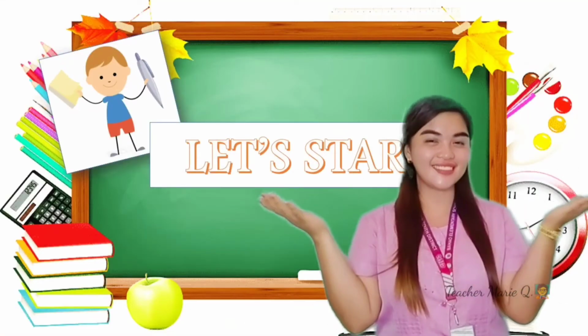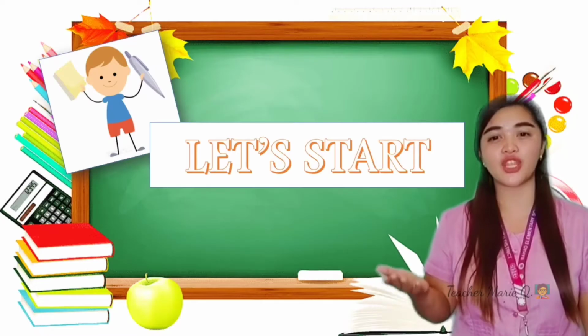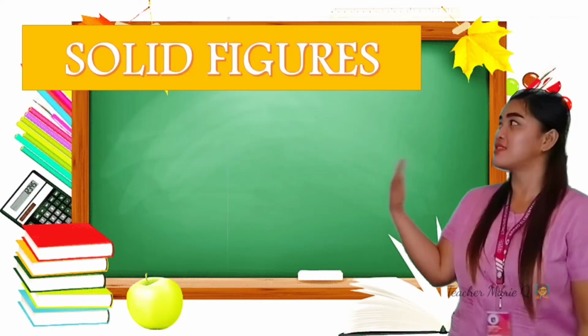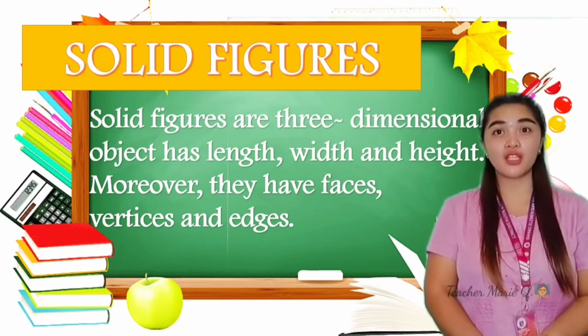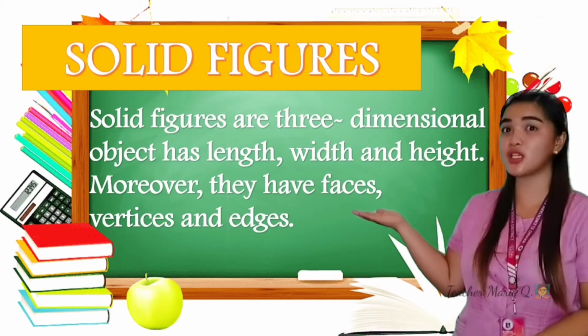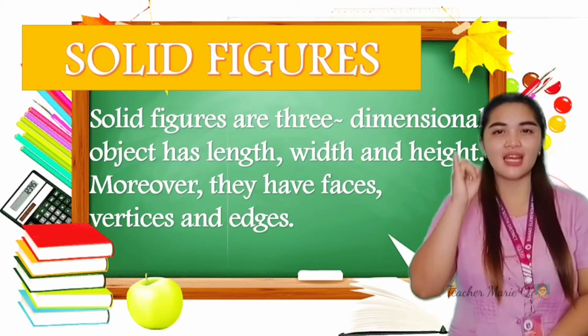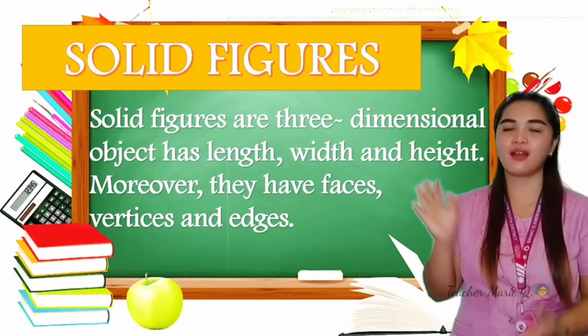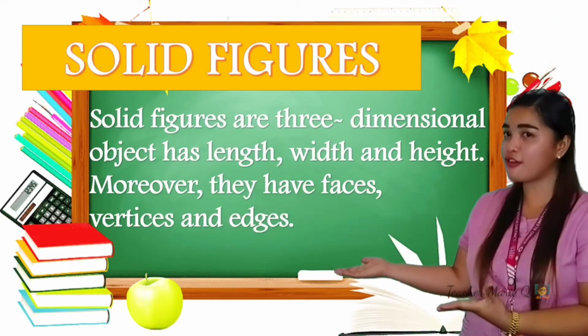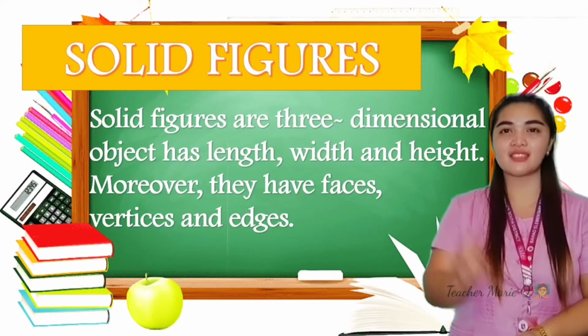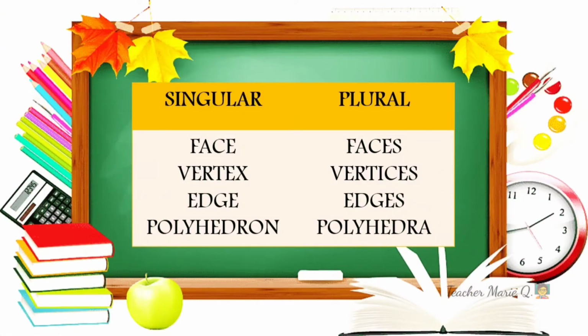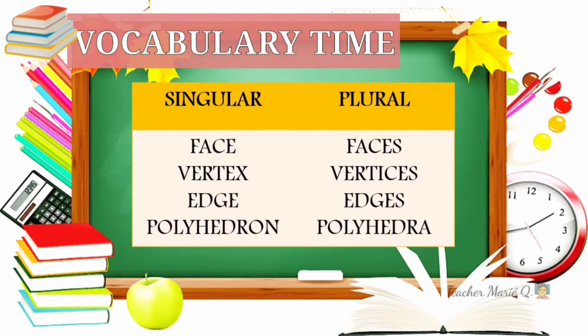So let's get started! Now, let us first define the term, beginning with solid figures. Solid figures are three-dimensional figures. A three-dimensional object has length, width, and height. Moreover, they have faces, vertices, and edges. Vocabulary time. Singular, face, plural, faces. Vertex, vertices. Edge, edges. Polyhedron, polyhedra.